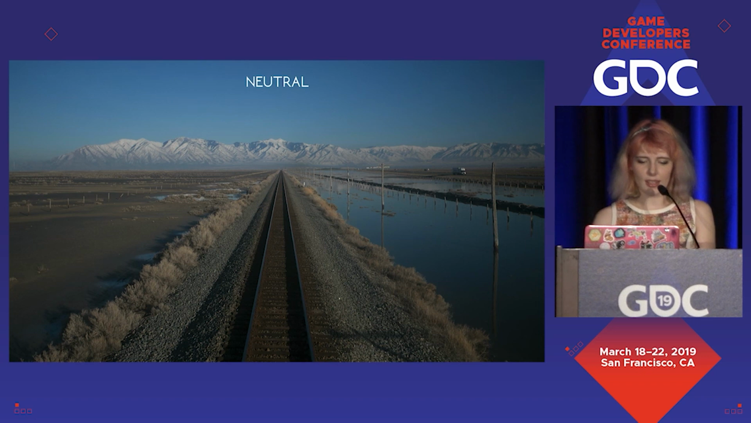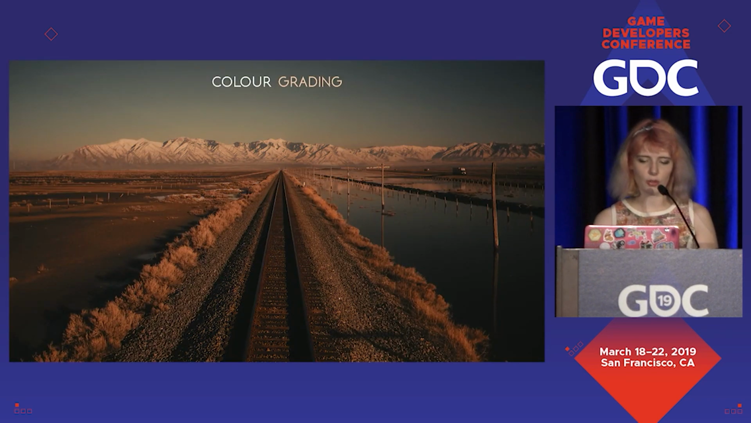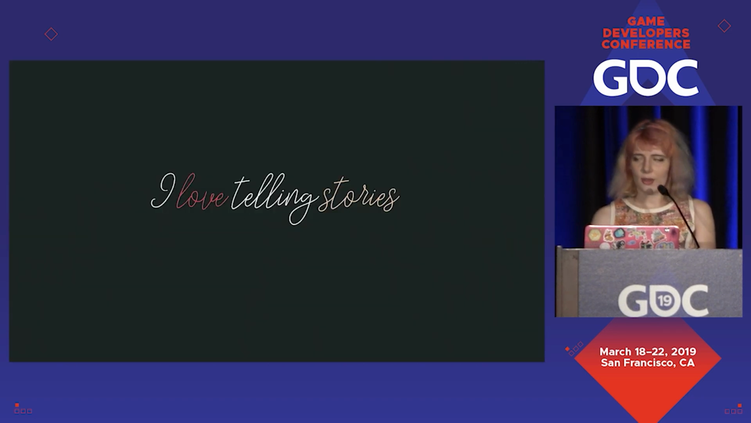So the second thing to know is there's a huge difference between color grading and color editing. Color editing is often balancing the colors, so you're making the image look decent, but then there's also color grading, which is more of a look for a set of scenes or images, and it tends to be more creative and can very much focus on the storytelling. So, I really love telling stories.